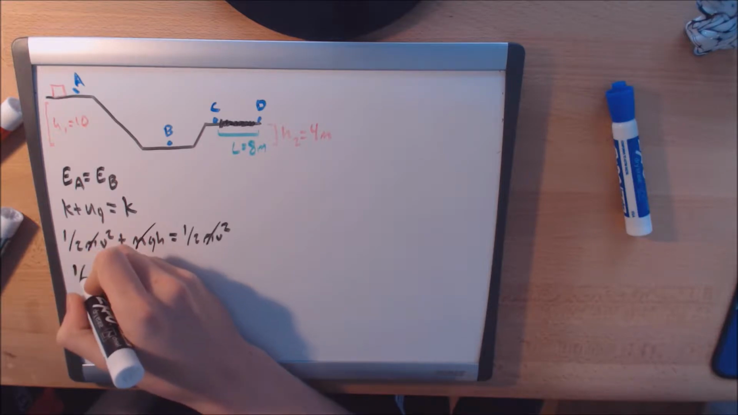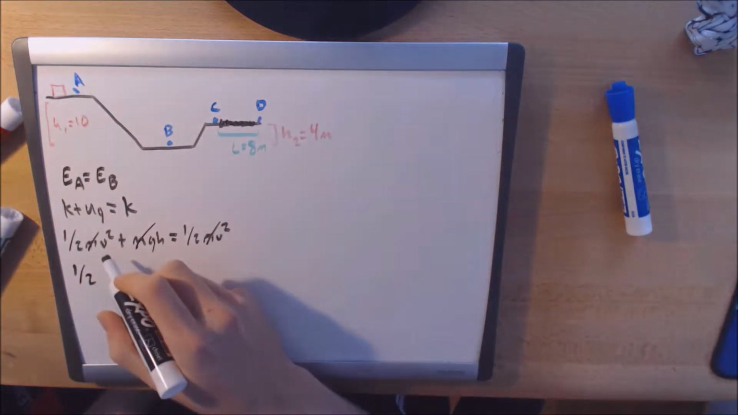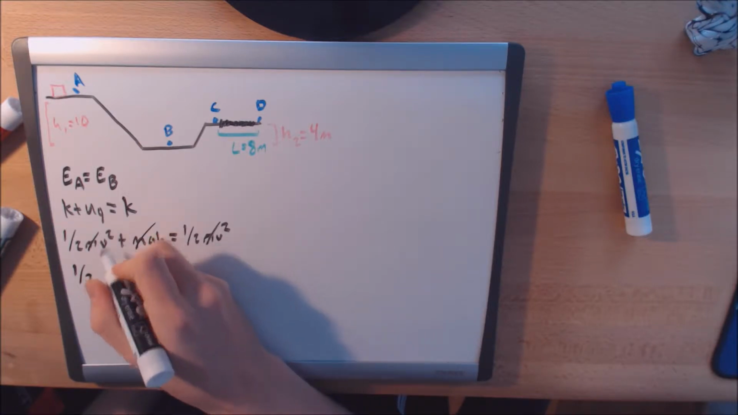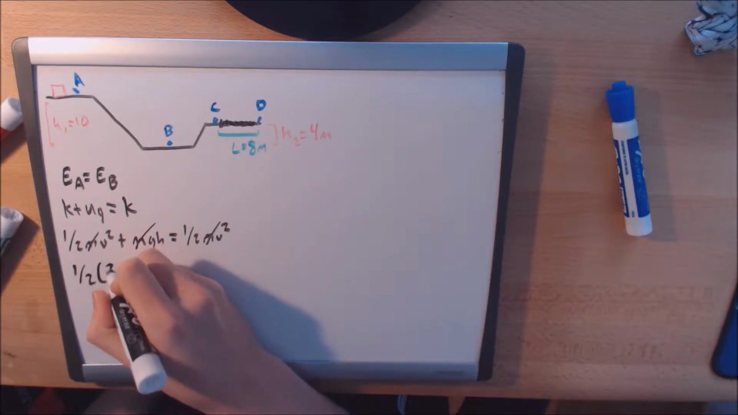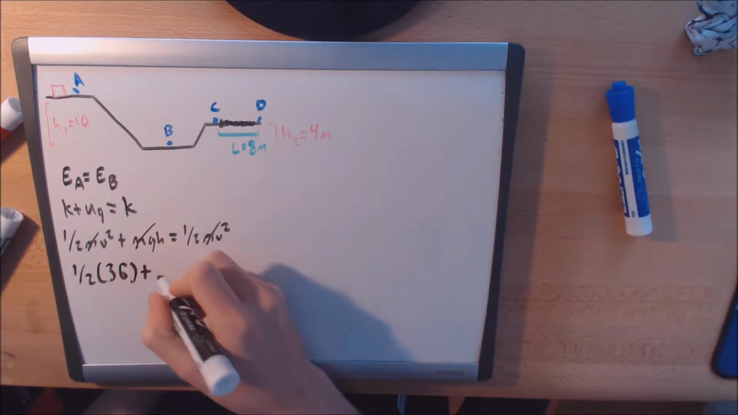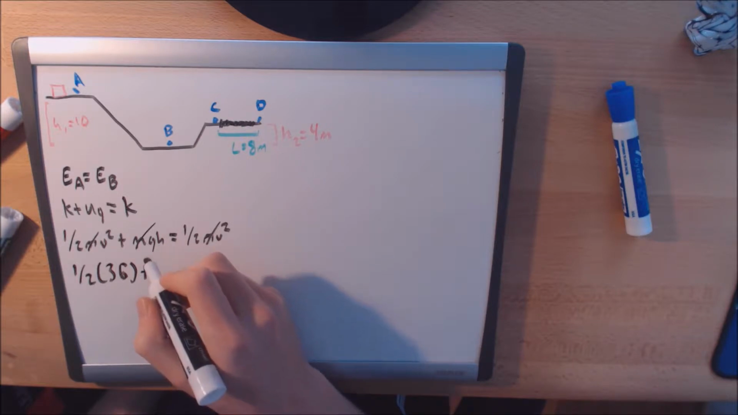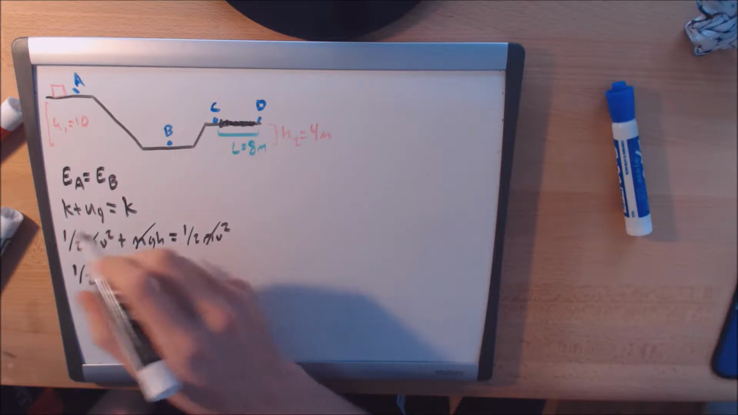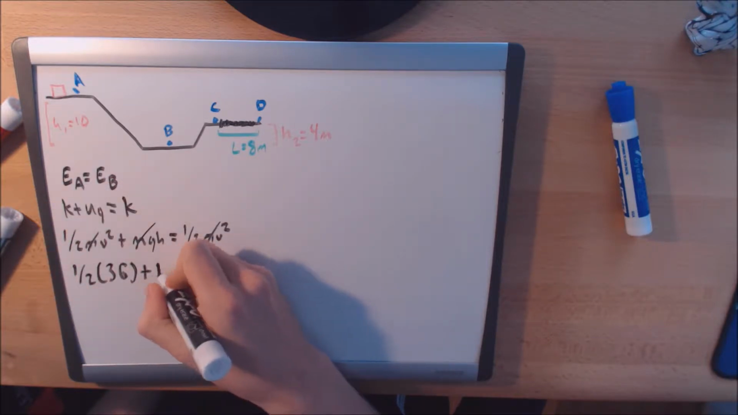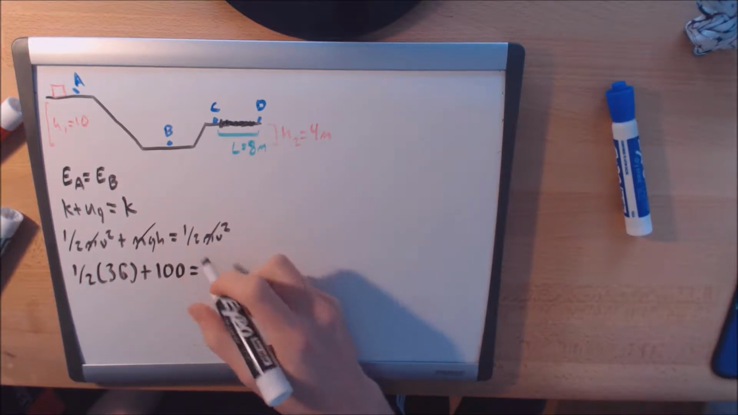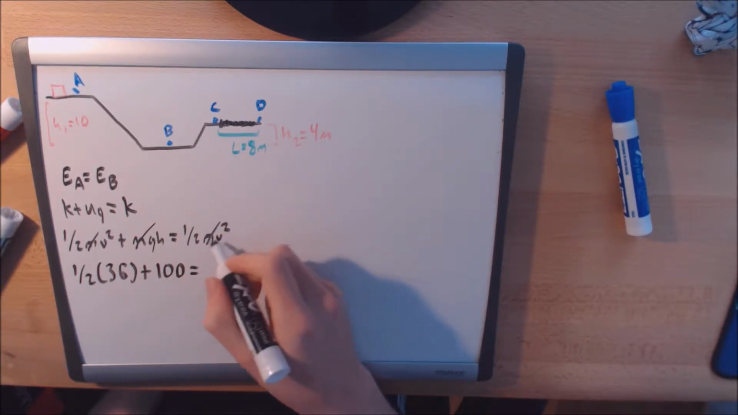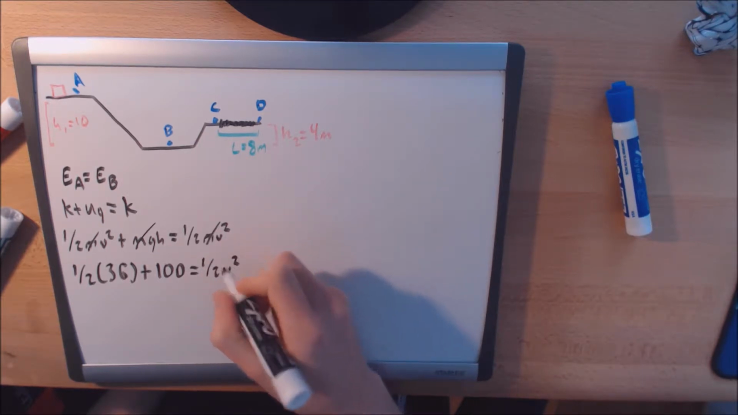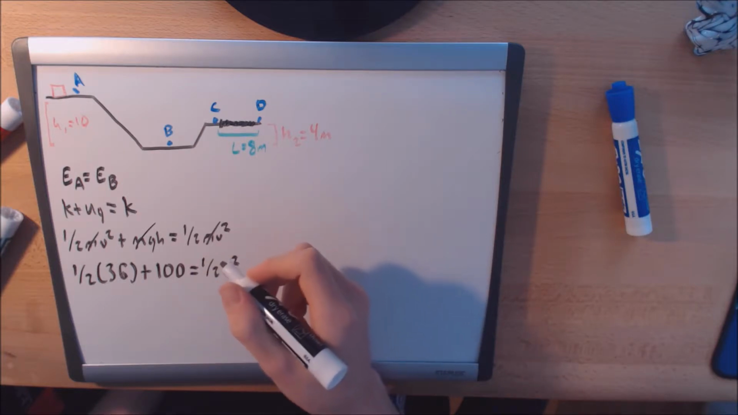Our initial velocity here at A is 6 meters per second. So that's going to end up giving us a v squared, so 6 squared of 36, plus gh is just going to be 10 times, because g is always 10, and h is also 10. So 10 times 10 is 100, equals 1/2 v squared. And we don't know what this v is, and that's our one variable we're solving for. So that's going to stay as a v, and we're not going to input anything for that.